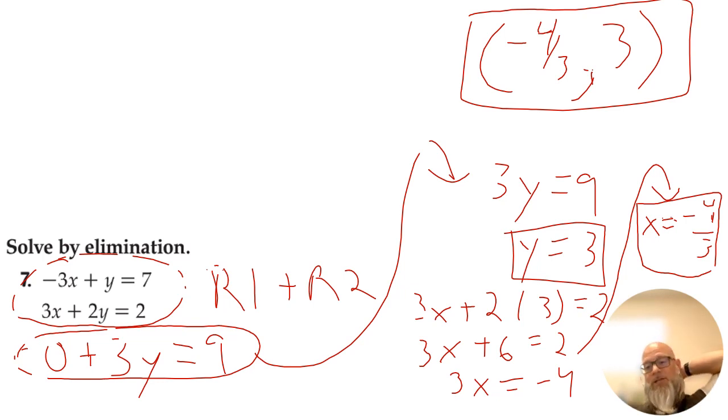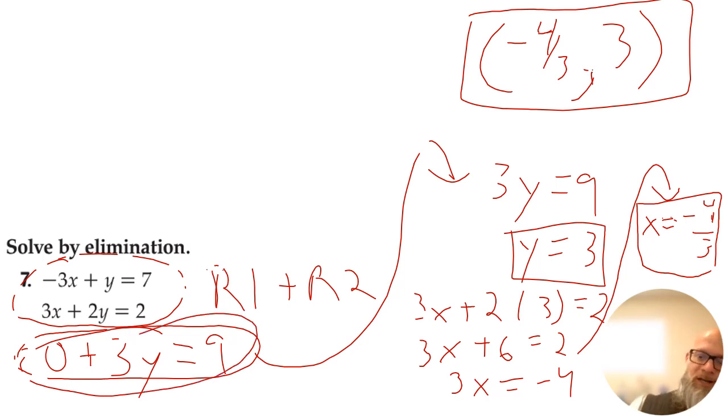Notice in elimination, we actually use elimination and substitution. First, use elimination to kill a variable, right? And then once we solve for y, we use what's called back substitution to solve for x. That's it.